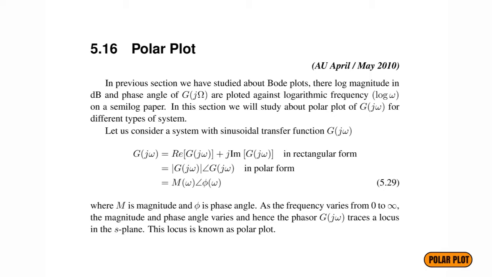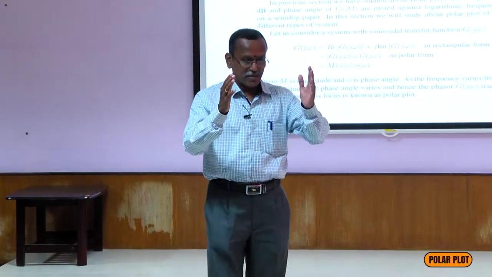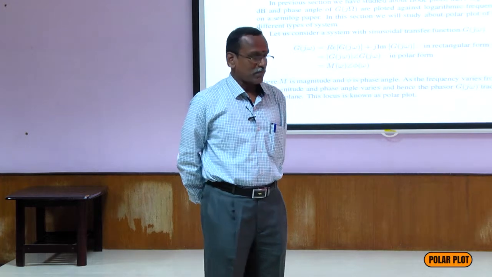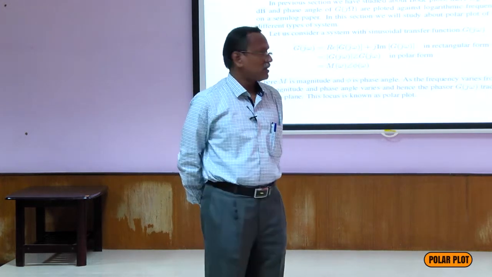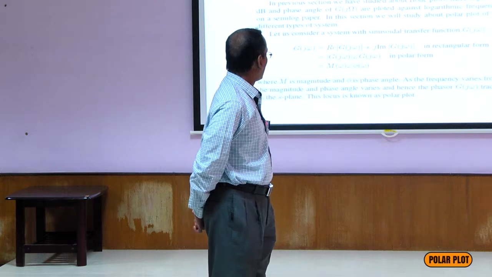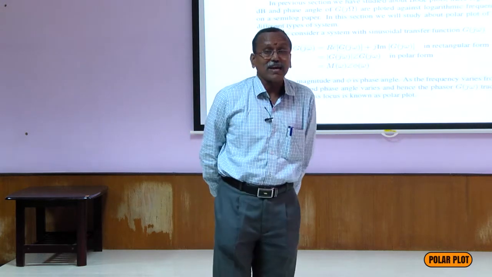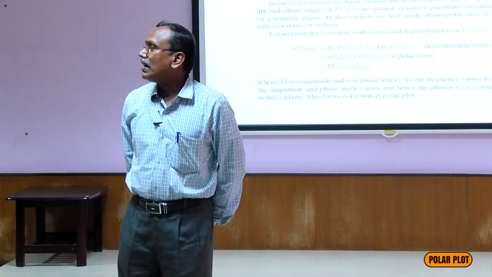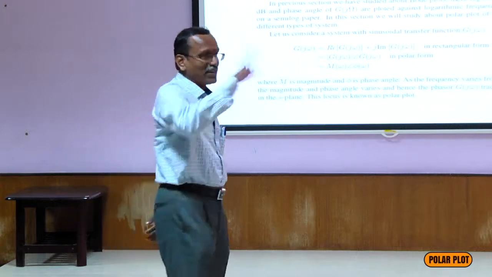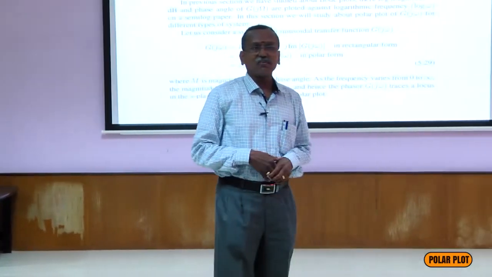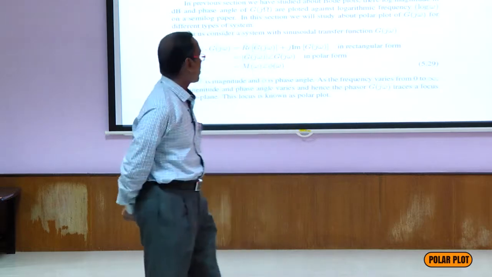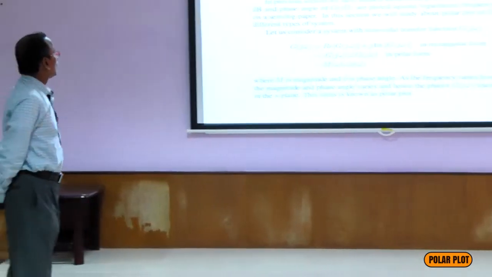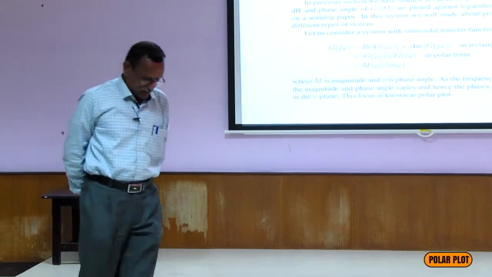G of j omega, that is the sinusoidal transfer function. In the Bode plot, what we did is we found the magnitude of G of j omega in polar form. Here also we are working in polar form, but we are not plotting against logarithmic frequency. Instead, we are plotting magnitude and phase in a polar chart. That is called the polar plot. It can be used to study stability analysis.